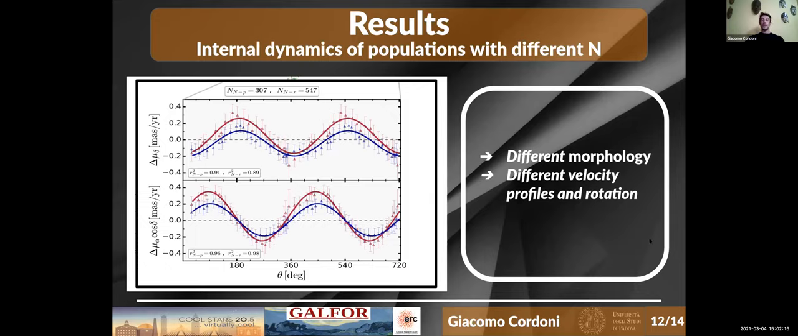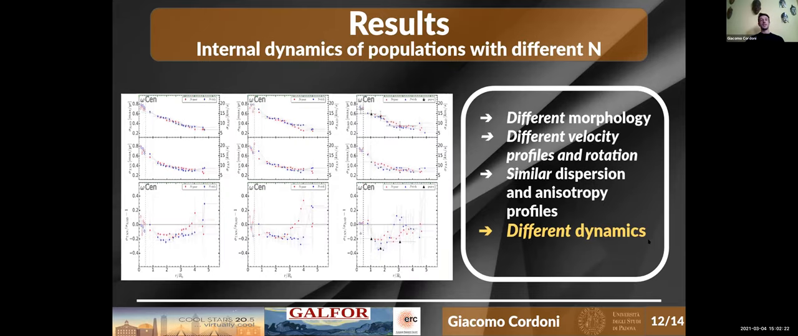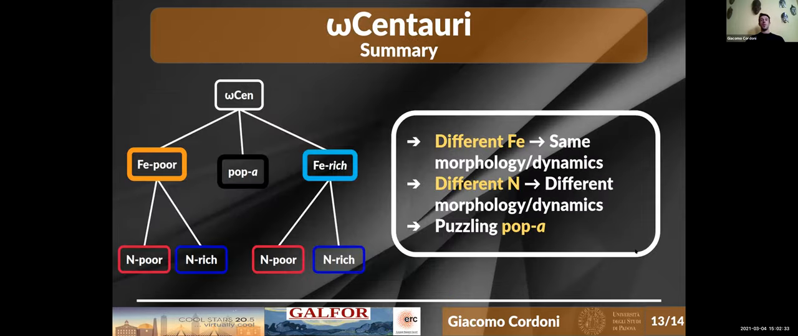So what we did then is that we combined the selection in iron and in nitrogen, and we studied the dynamics of all these subpopulations. And what we find is that when we account for differences in nitrogen, we see some differences, while when we look at populations with different iron, we don't see any differences, neither in the morphology nor in the dynamics. So what could that mean? Well, first of all, one consequence is that the process that led to the enrichment in iron is different from the process that led to the enrichment in nitrogen.